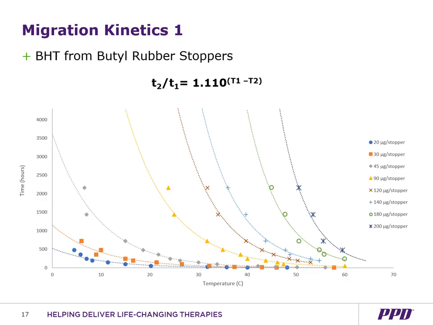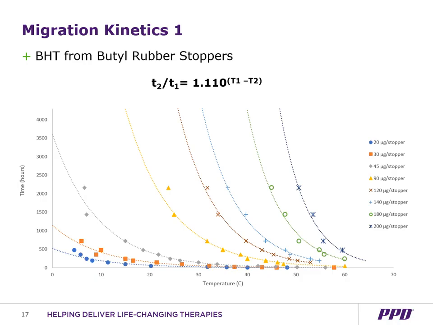As expected, the amount of time required to achieve a specific extracted BHT concentration decreases with increasing extraction temperature. So to break that down a little further, we can see that for a given amount, for example, the 90 micrograms per stopper, the yellow curve in the middle there, it takes less time to reach that amount at higher temperatures. So as the temperature increases, you can extract that amount faster.